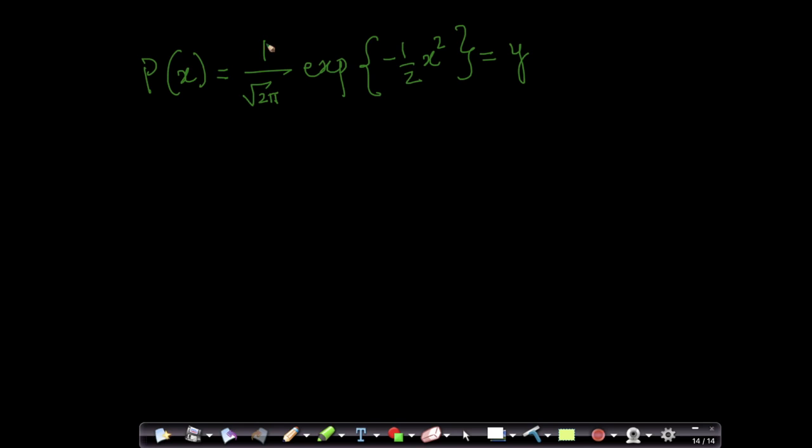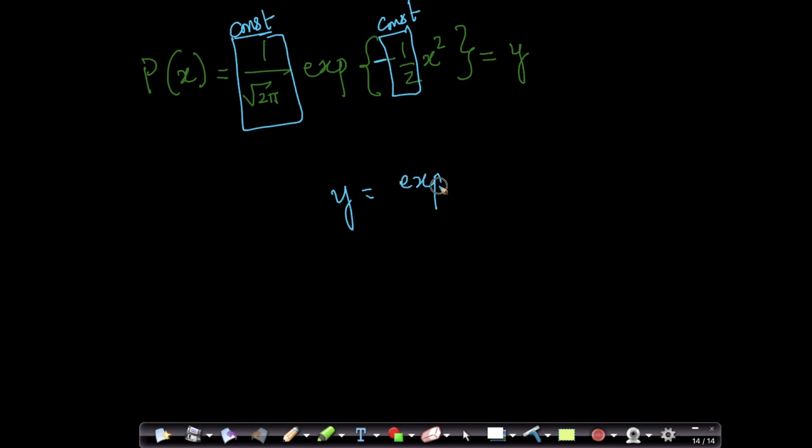You can think of this as a constant, because it's 1 by root 2 pi, so you can ignore that. The half is also a constant. So if you have to simplify this further, this looks like y equals exp of minus x square.